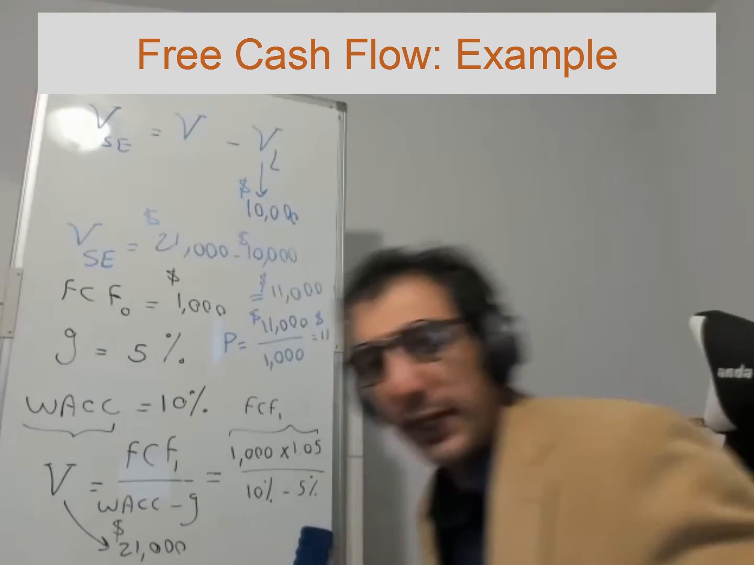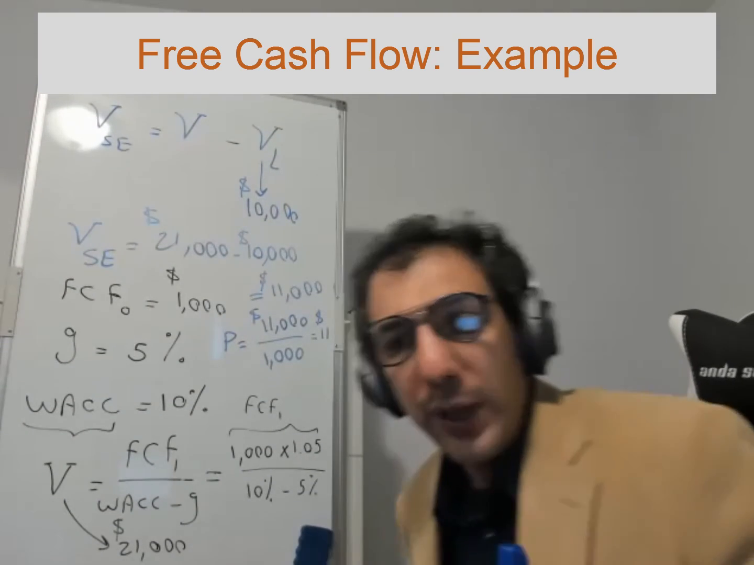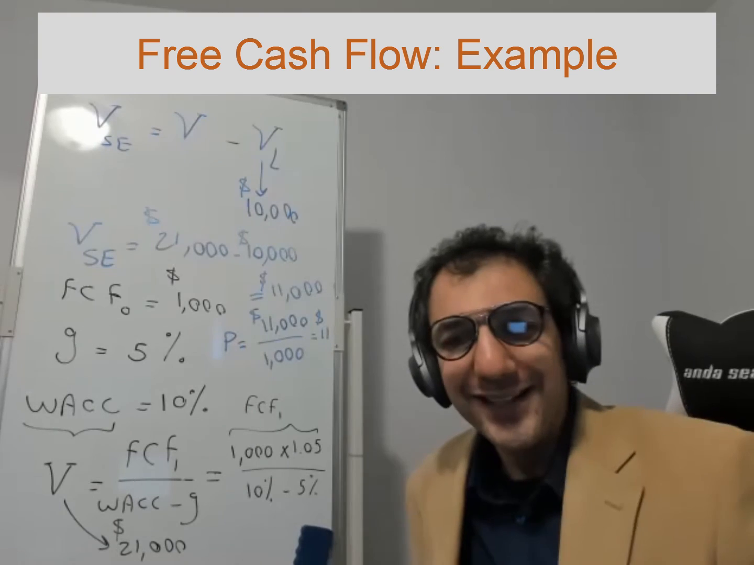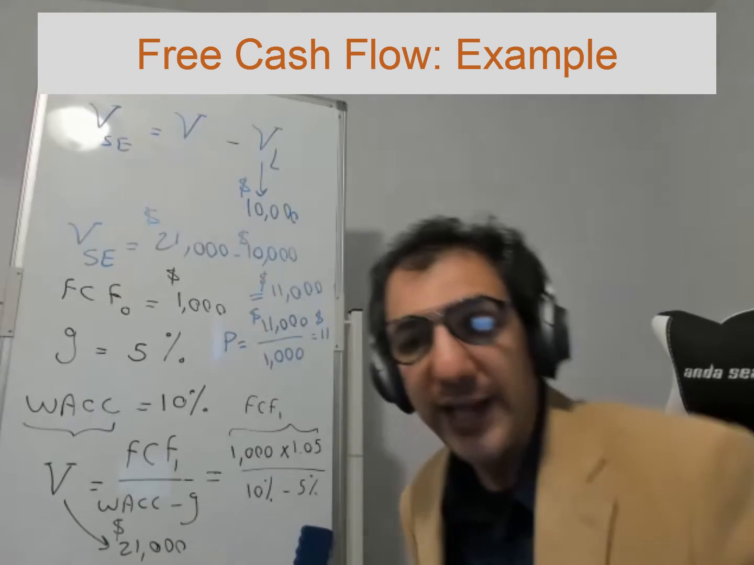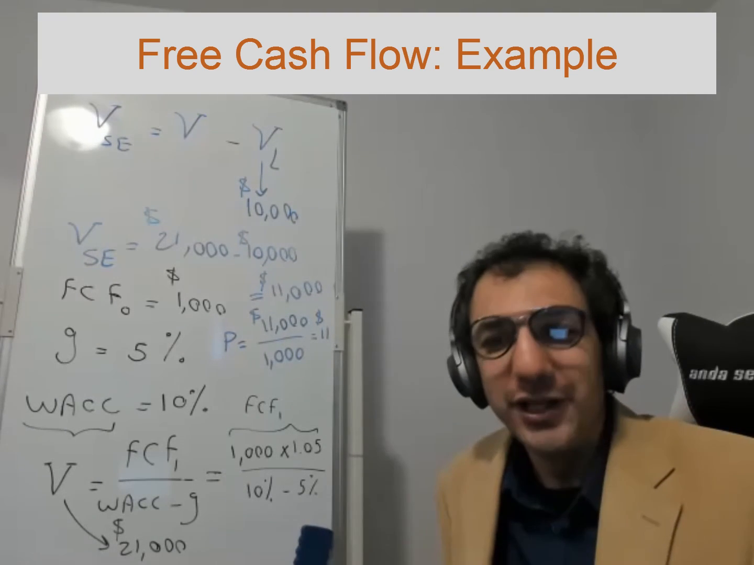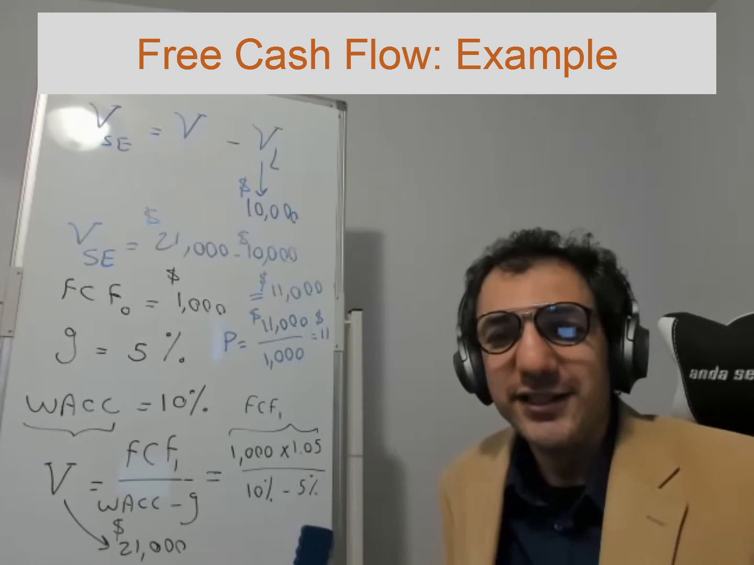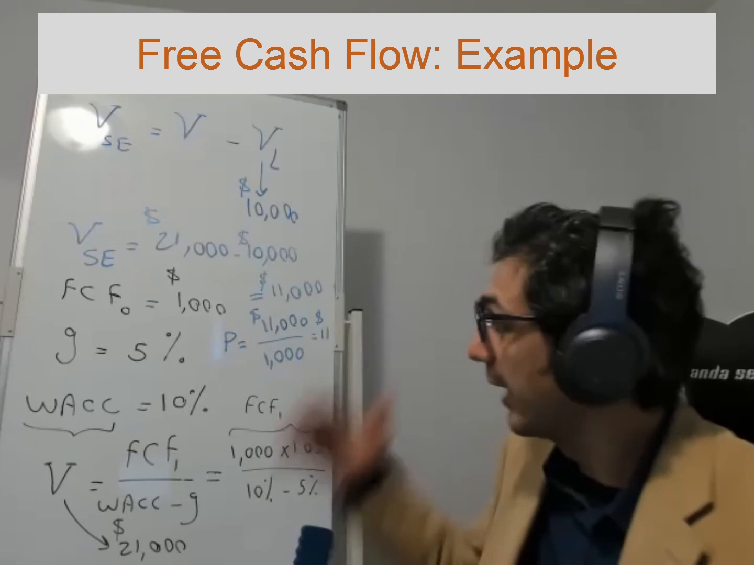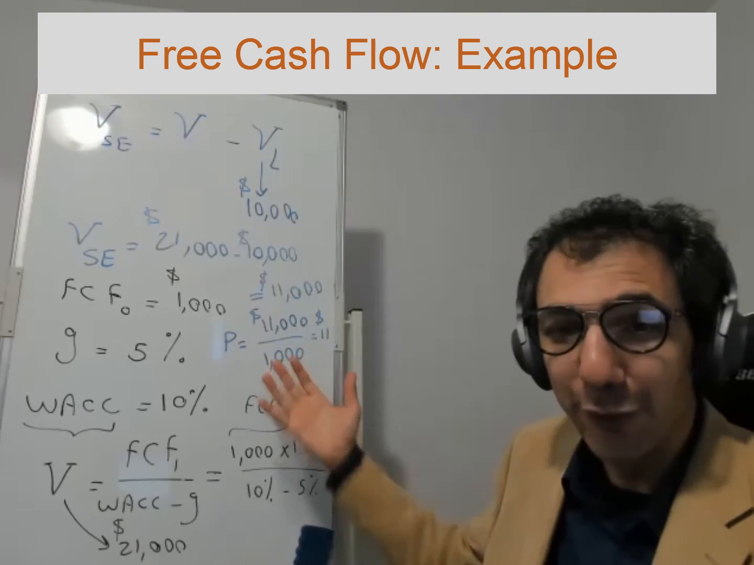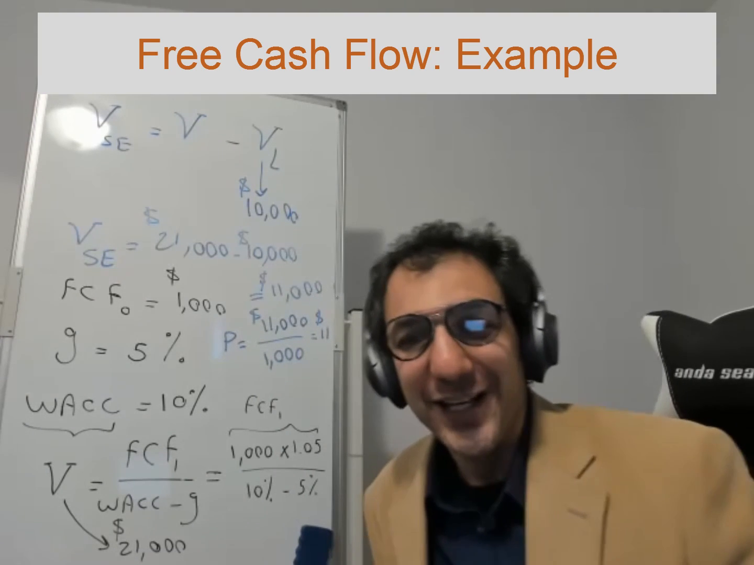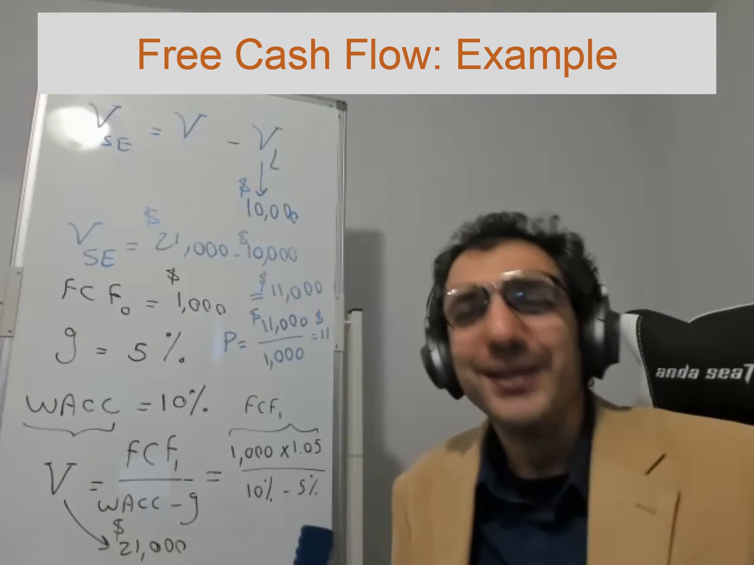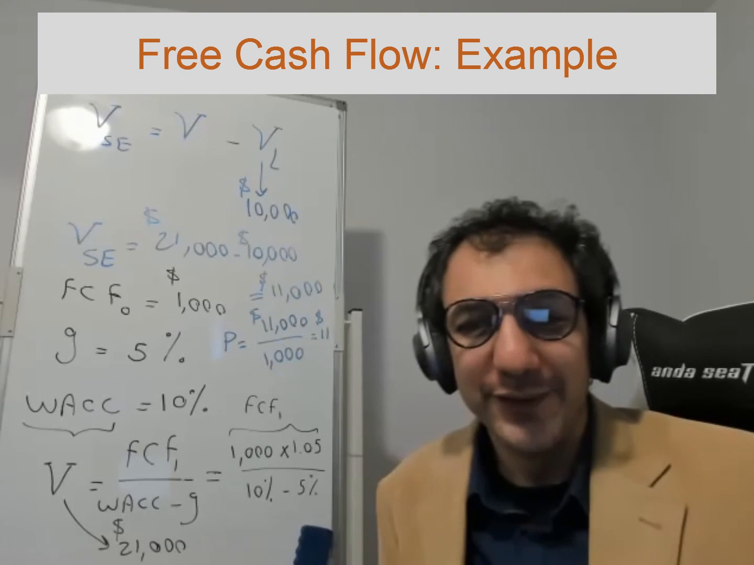So free cash flow, again, is an appropriate approach when the company doesn't pay any dividend and doesn't generate positive income. In other words, you don't have net income, you have a net loss. In this case, you can use the free cash flow approach to find the stock price, but you have to make some adjustments and for sure some assumptions.